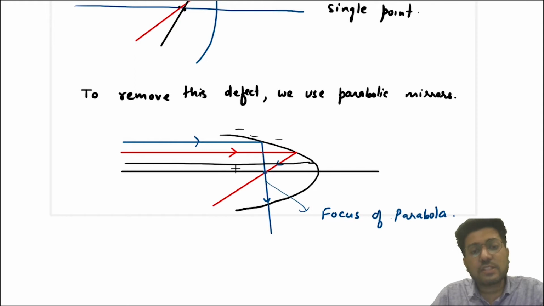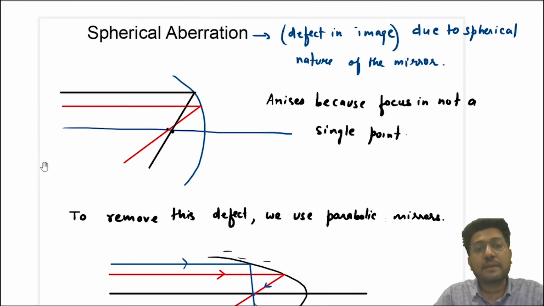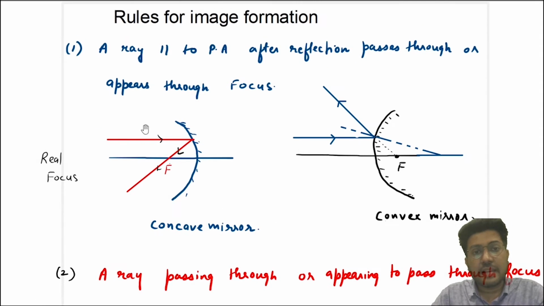All the rays which are parallel to the principal axis, after reflection, pass exactly through the focus. So to remove spherical aberration, you can use parabolic mirrors. Then, rules for image formation. What are the rules that we have to use to form an image?